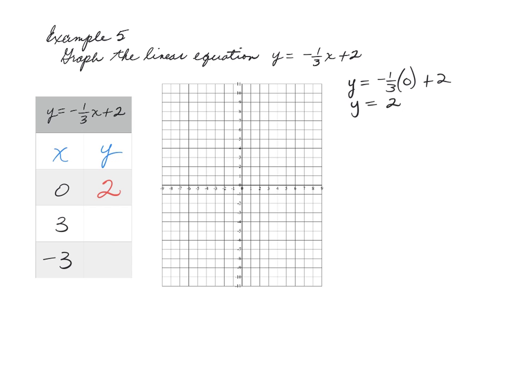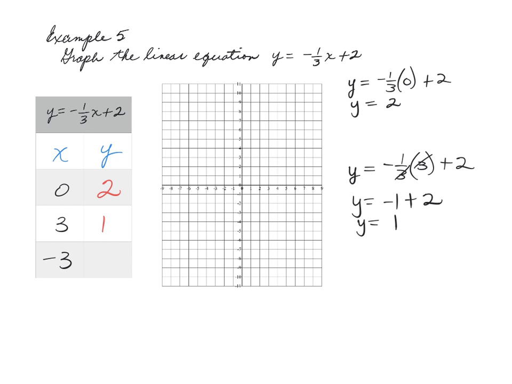When x is 3, y equals negative 1/3 times x, but x is 3, plus 2. So what happens? The 3 cancels with the other 3, so y equals negative 1 plus 2, so y is equal to 1. So when x is 3, y is 1.